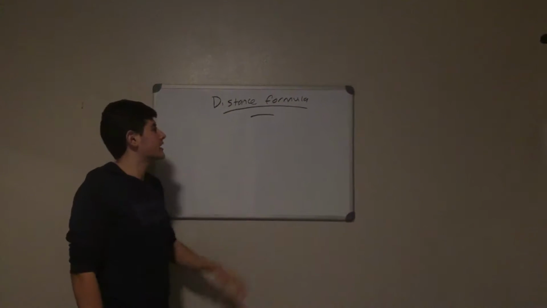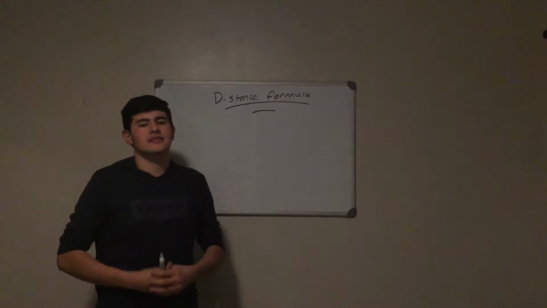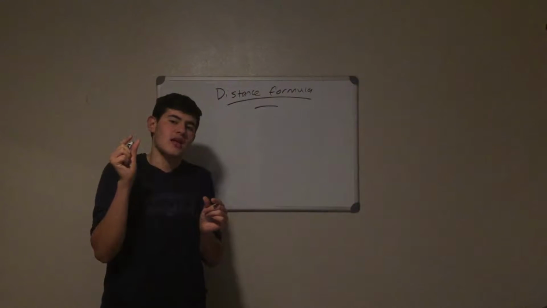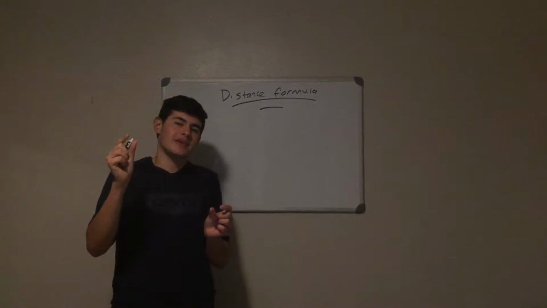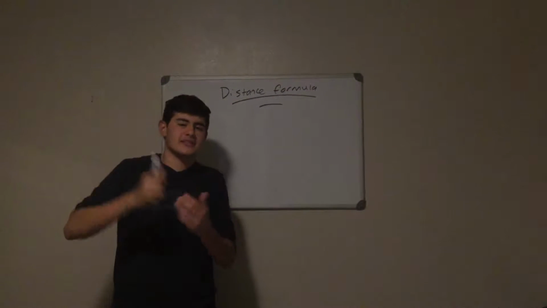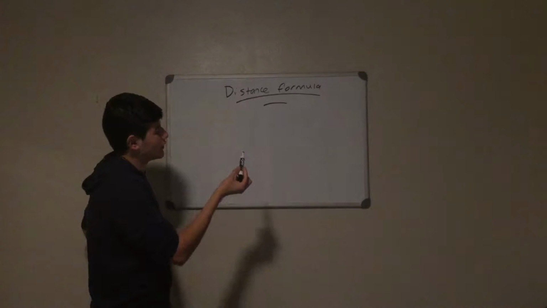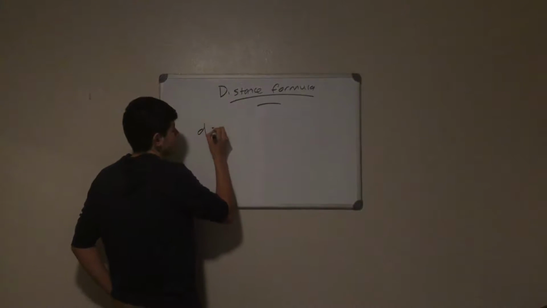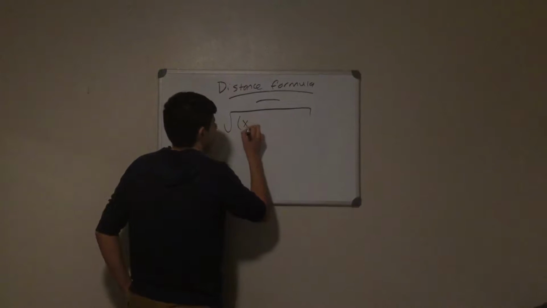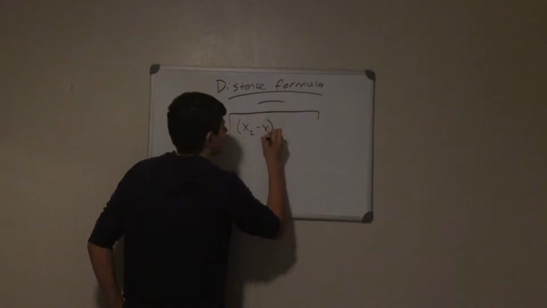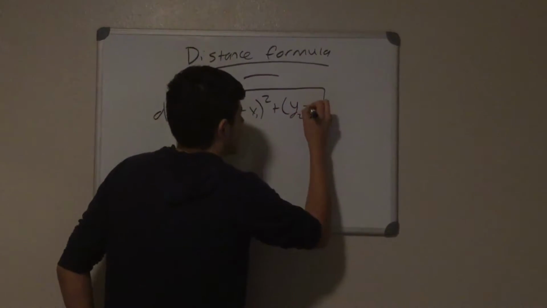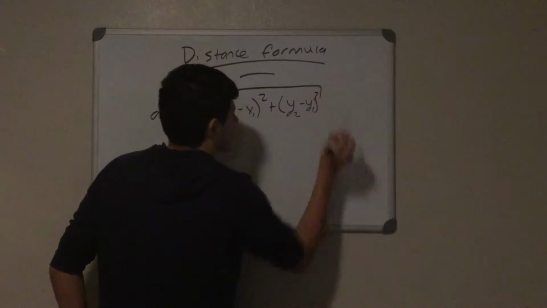Okay, hello everybody. Today I'm going to be doing distance formula. Essentially what distance formula tells us is the distance between 2 points. So we have point A and point B. It tells us on the line itself what the distance between the 2 points is. So here is the formula for it. It's D is equal to the square root of (x2 minus x1) squared plus (y2 minus y1) squared.